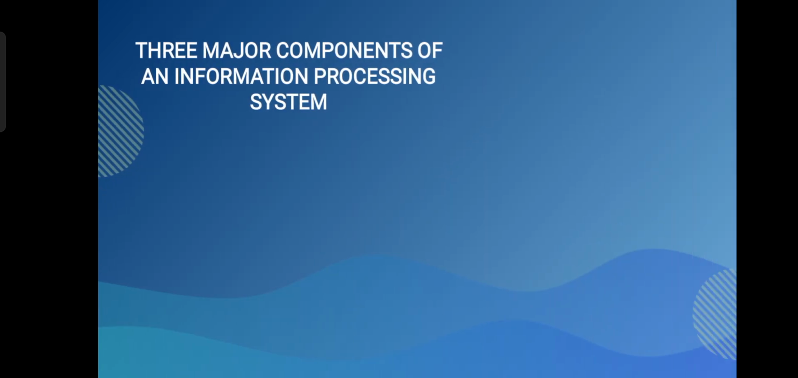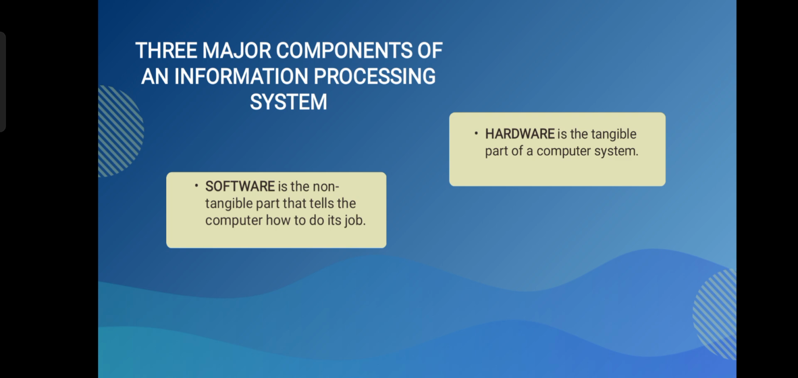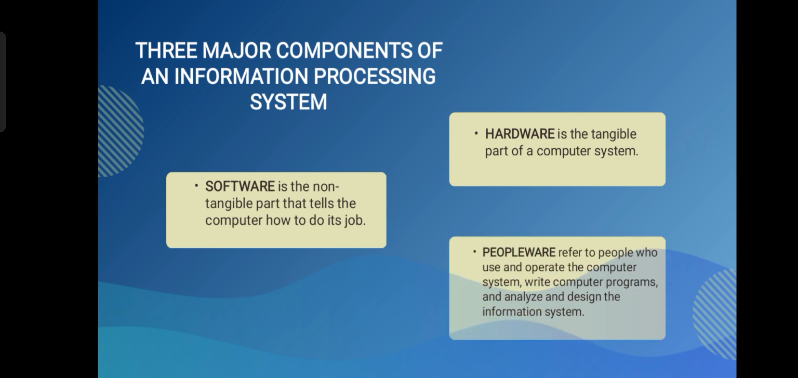These are the 3 major components. Hardware, which is the physical and tangible parts of the system. And software, which is the non-tangible part that tells the computer how to do its job. And peopleware, which refers to the people who use, operate, and design computer systems.